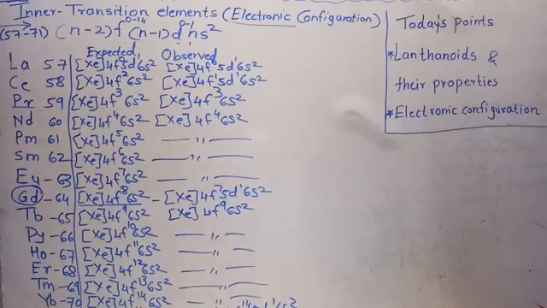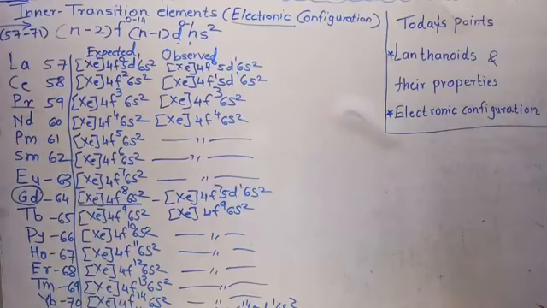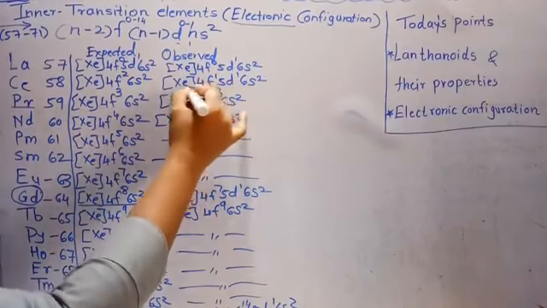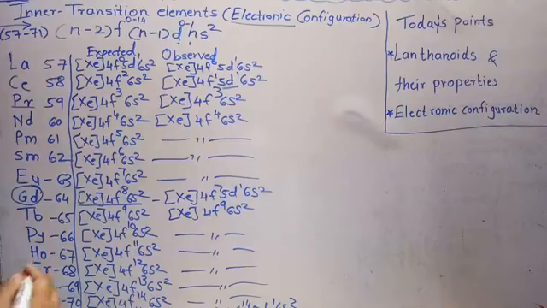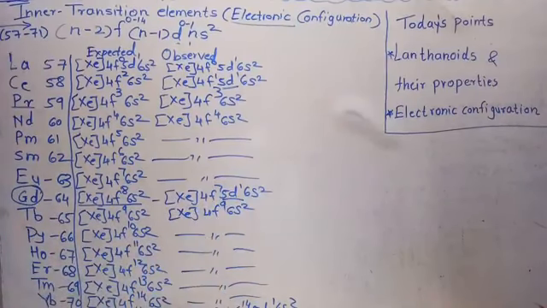There are just 2-3 elements that show a difference between expected and observed. According to the observed electronic configuration, cerium, gadolinium and lutetium show one electron in the 5d orbital.